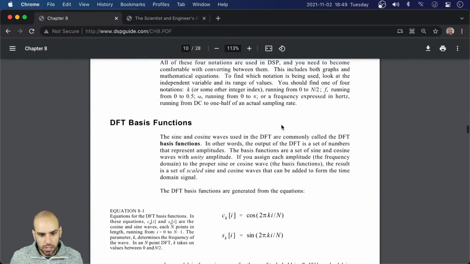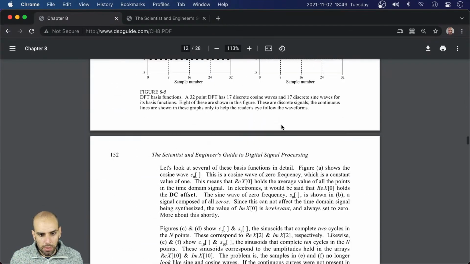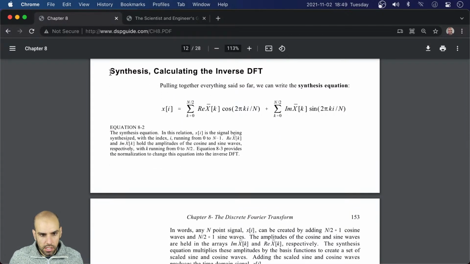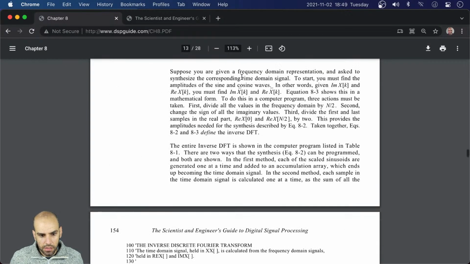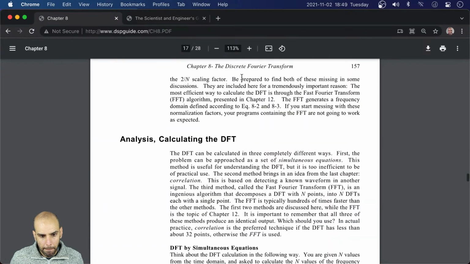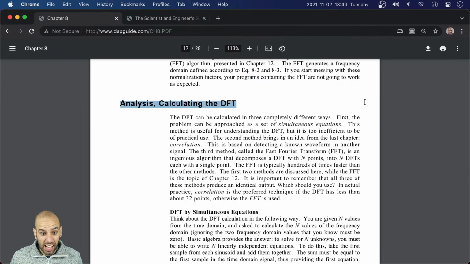So let's skip this part about the basis functions, and then synthesis, calculating the inverse DFT, let's skip that. And let's go to analysis, calculating the DFT. So going from the time domain to the frequency domain.